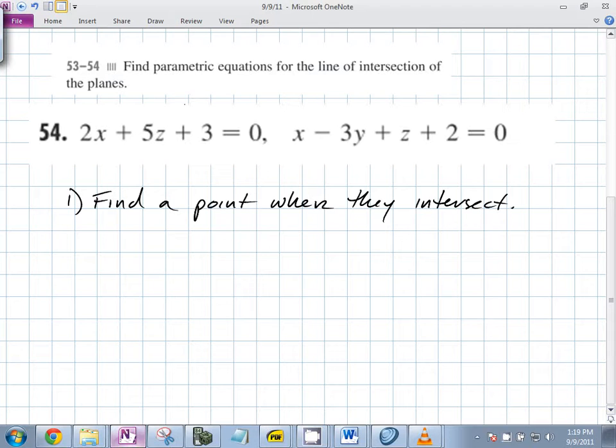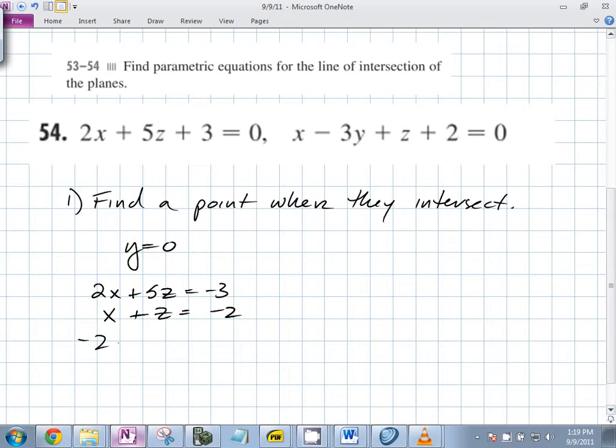Absolutely. So there is no y here. Doesn't matter what y is in this one. So might as well pick, let's say, y equals 0. So you have 2x plus 5z equals negative 3. And you also have x plus z is equal to? Negative 2.